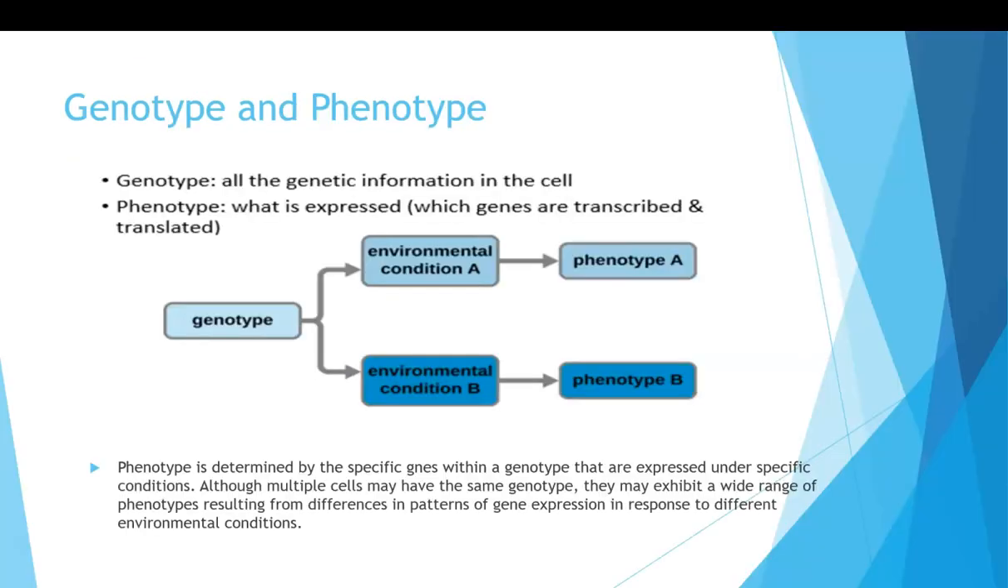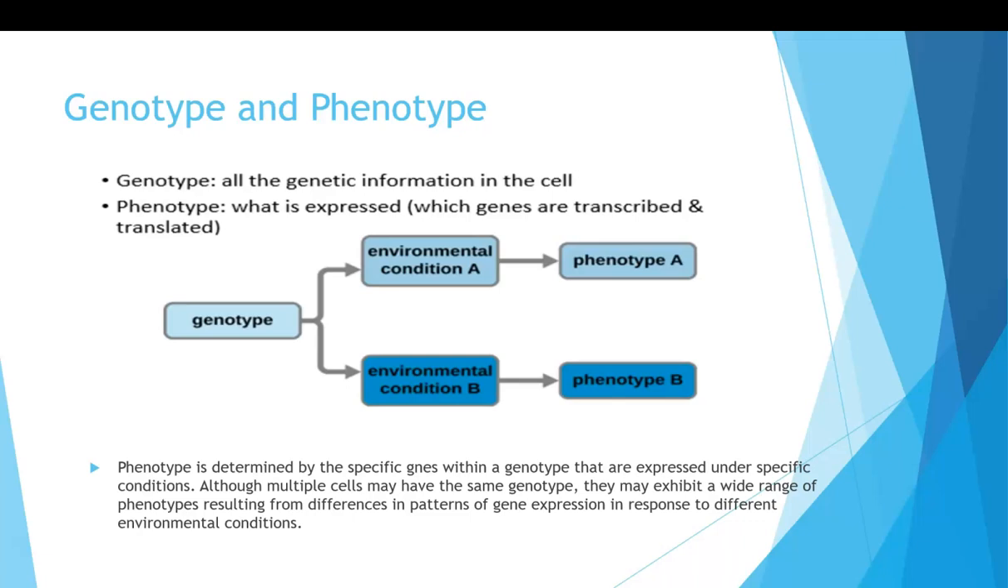So genotype and phenotype. Genotype is all the genetic information you have in the cell, and of course you cannot see the genetic information of the organisms, but phenotype is what is expressed. After the genes are transcribed and translated, the proteins that are produced give some phenotypic characteristics to the organism that we can see. For example, your hair color, your skin color. These are all phenotypes.